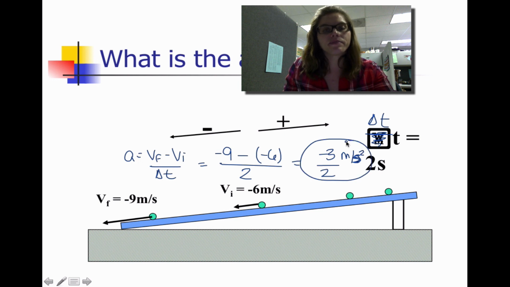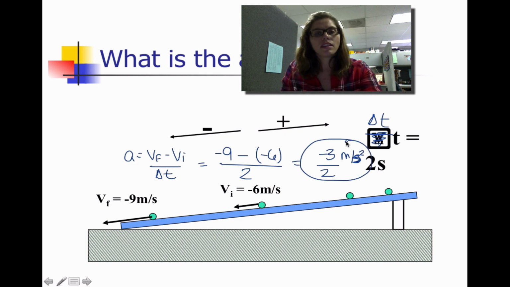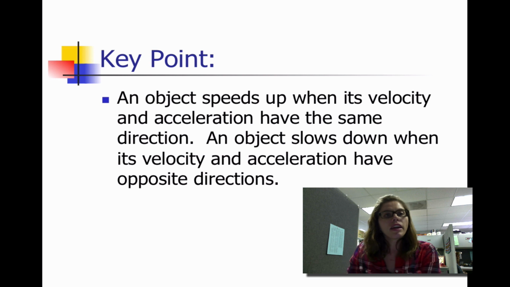There we go. Okay, so the key point that I want you to leave with is that an object speeds up when its velocity and acceleration have the same direction, and an object slows down when the velocity and acceleration have opposite directions.